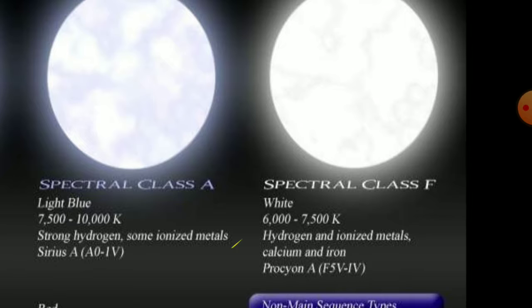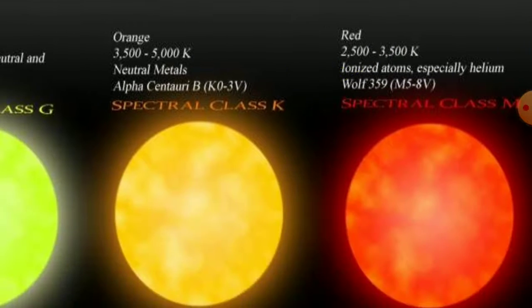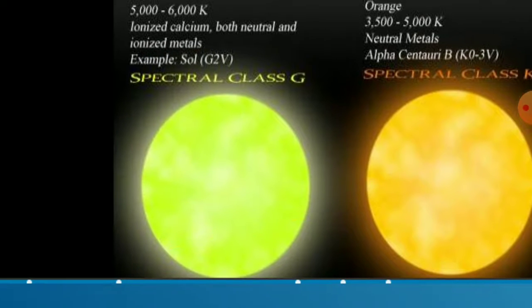Example, Procyon. So like that, spectral class G. Our sun is a good example of the G class. The surface temperature range of our sun is 5,000 to 6,000 Kelvin. The chemical composition is ionized calcium and both neutral and ionized metals.